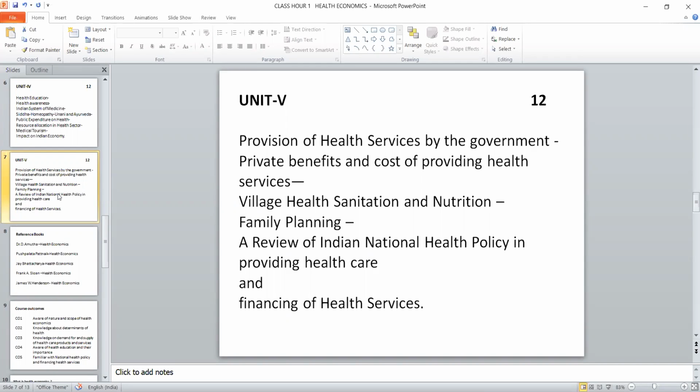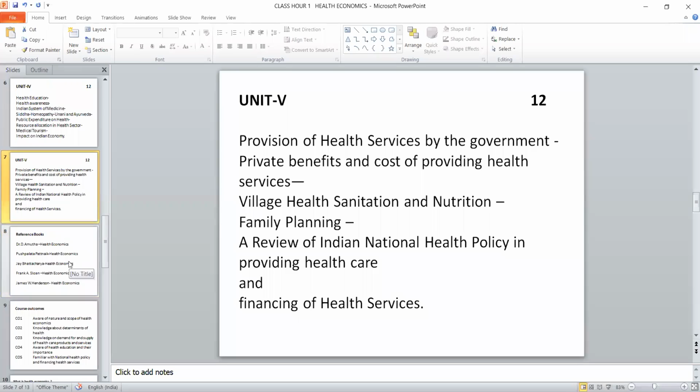For that, there are different health programs. The main programs that we have to discuss are village health sanitation, how nutrition food is distributed throughout the country, and the family planning program to control the population, which is the base or axis for healthcare distribution. Finally, we will discuss the legislation, particularly the Indian National Health Policy. The current one we will discuss is the 2020 National Health Policy. And finally, what are all the financial sources available for the health service.